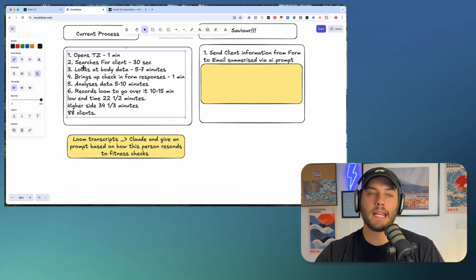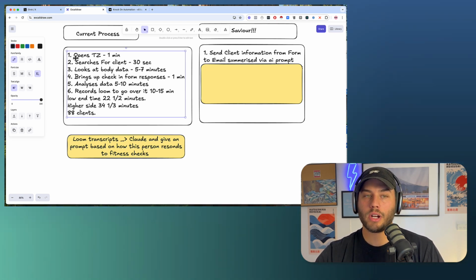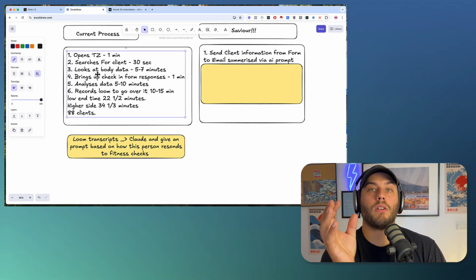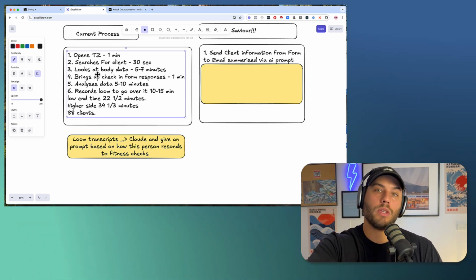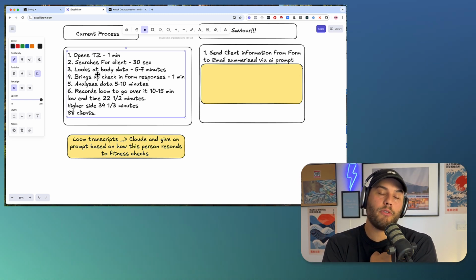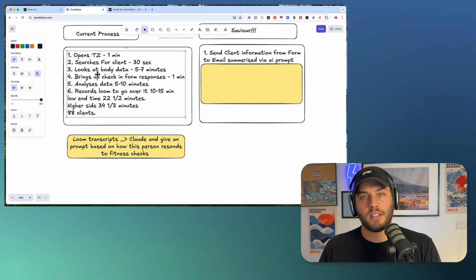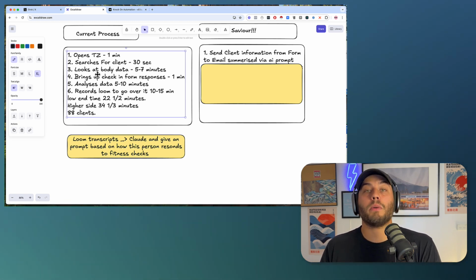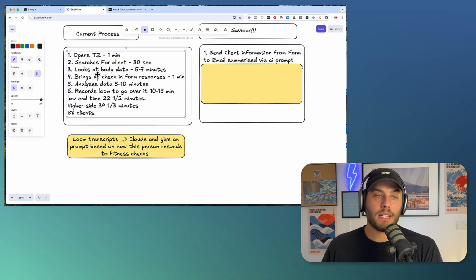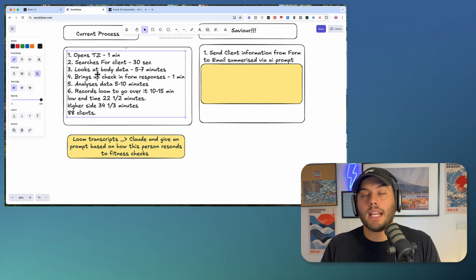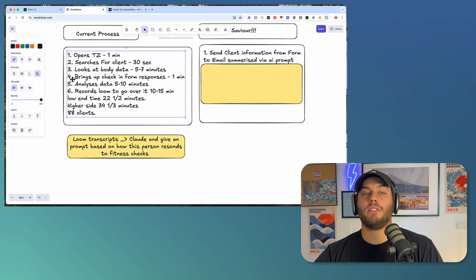So instead of opening Trainer Eyes, looking for the client in Trainer Eyes and looking at their body data, we added the metrics of the week as a whole into their check-in form. Previously the check-in form was: how's your sleep? How was your mood? Were there any challenges this week? Now it starts with: what was your body weight at the start of the week? What was your body weight at the end of the week? How many centimeters were lost? And any other questions that might be relevant to the biometrics, right?